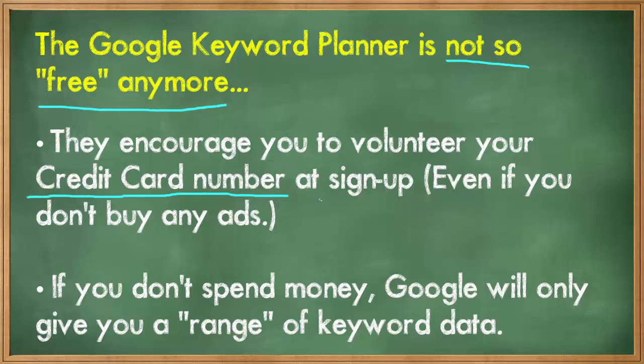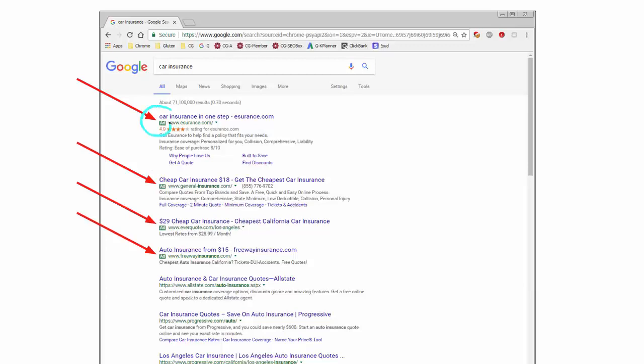But again, Google makes the vast majority of their money right here on these guys. This is how Google makes money. This is why Google is one of the most successful companies that has ever existed on the planet. They make the vast majority of their money by someone typing in a keyword like car insurance, and a company, like one of these four companies, willing to pay for that person's click.